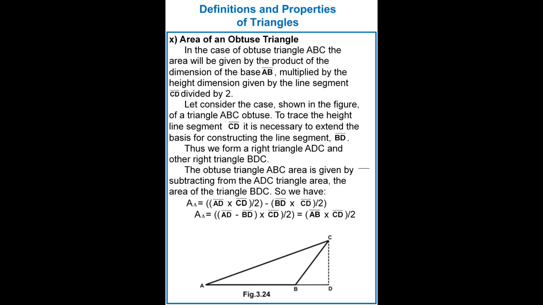Thus, the area of the obtuse triangle will be given by subtracting from the dimension of the straight line segment AD the dimension of the straight line segment BD, multiplied by the dimension of the height CD, divided by 2. But the subtraction of the dimension of the straight line segment BD from the dimension of the straight line segment AD results in the dimension of the segment AB. Thus, the area of the obtuse triangle is given by the product of the dimension of the straight line segment that forms the base AB multiplied by the dimension of the straight line segment that forms the CD height divided by 2.